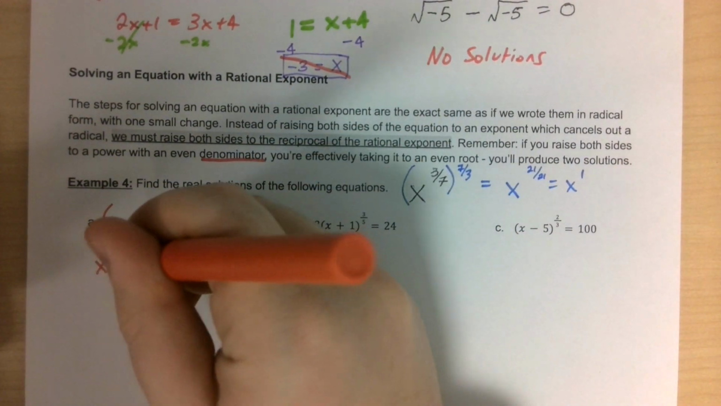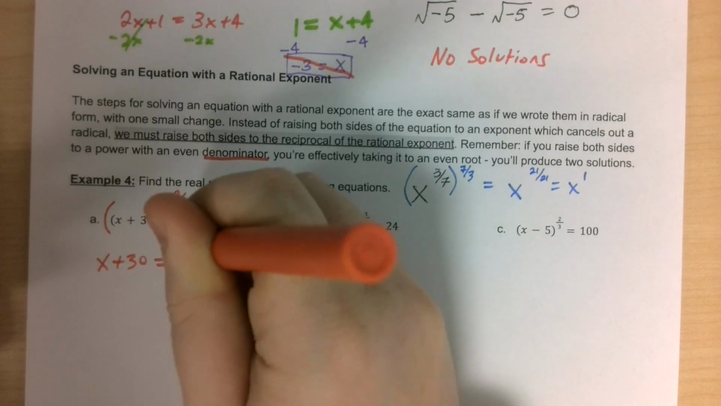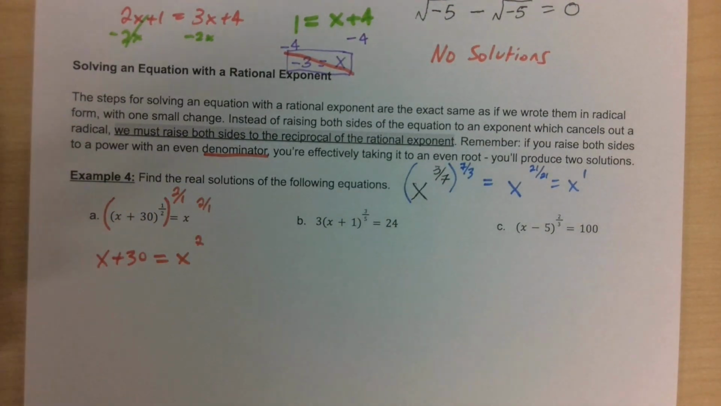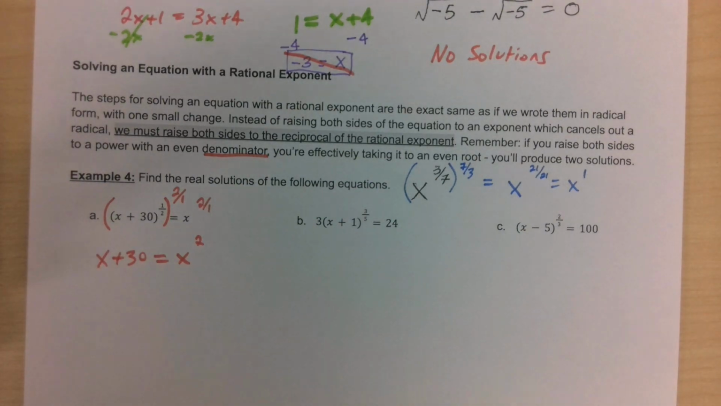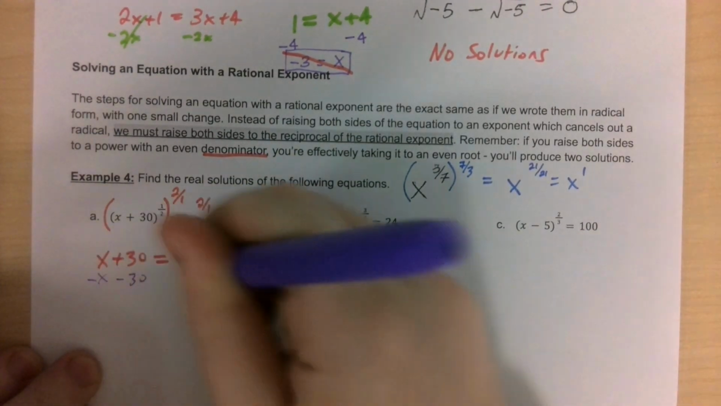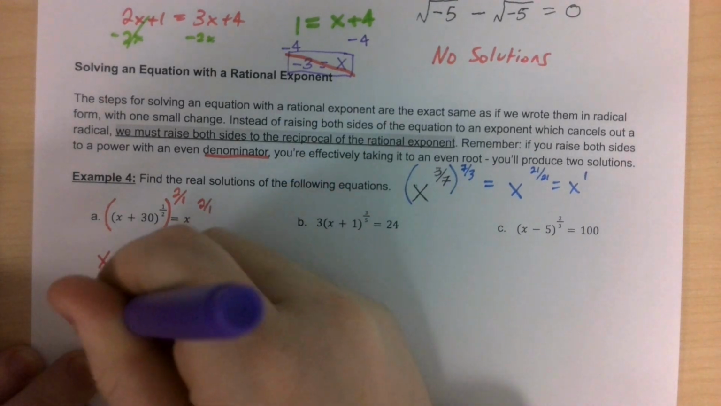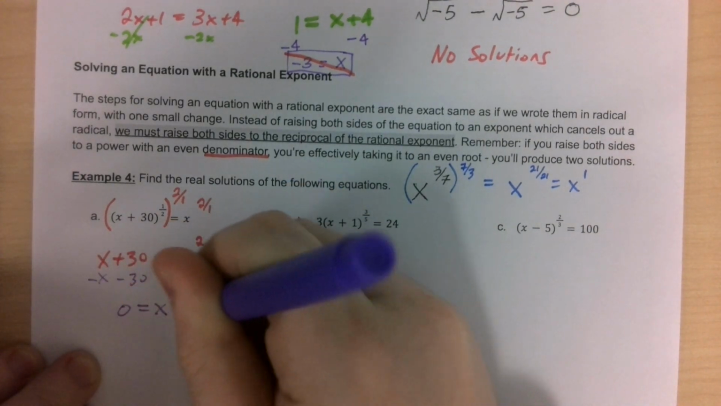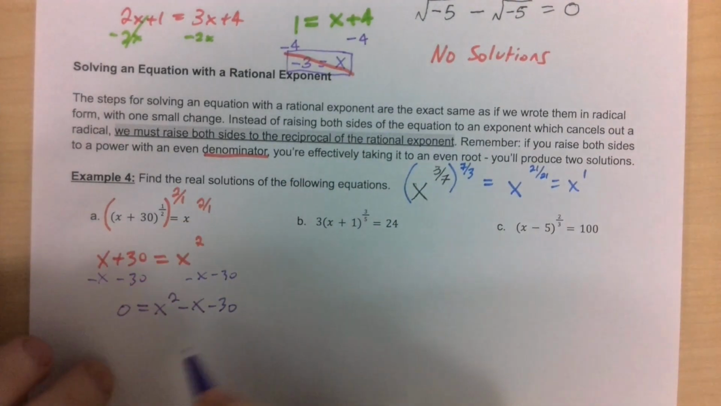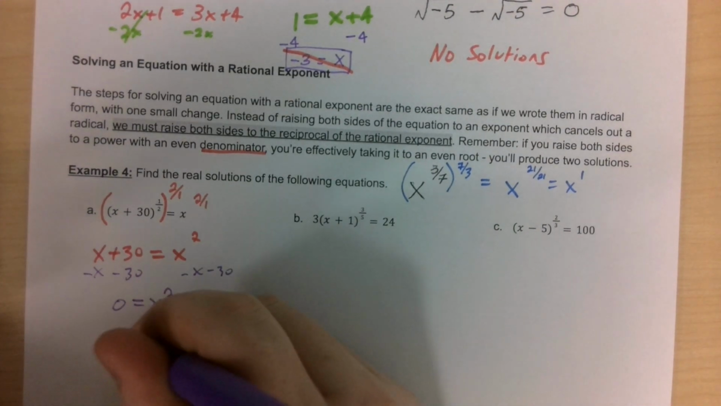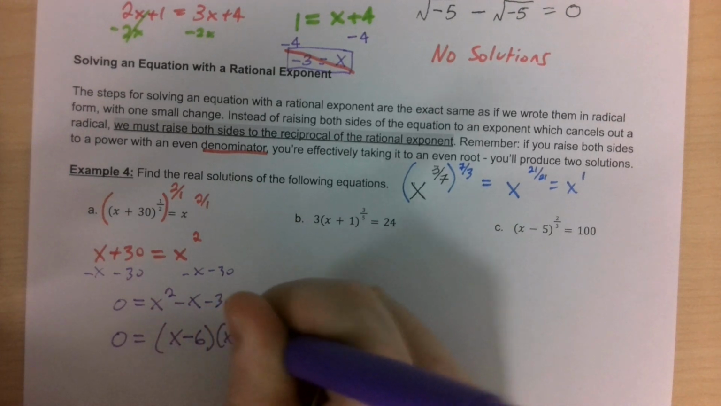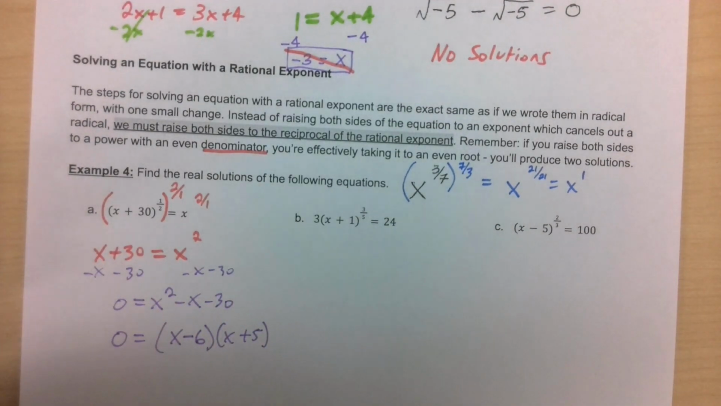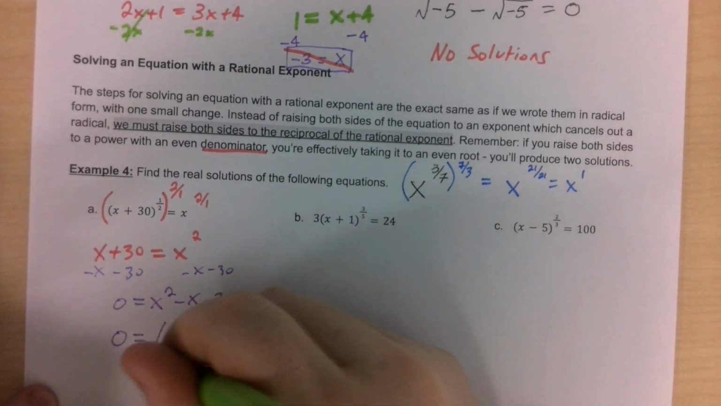That gives us x plus 30 equals x squared. We move everything to the same side by subtracting x and subtracting 30. We get 0 equals x squared minus x minus 30, and this we can factor. We factor this one as x minus 6, x plus 5. So our answers are x equals 6, x equals negative 5.